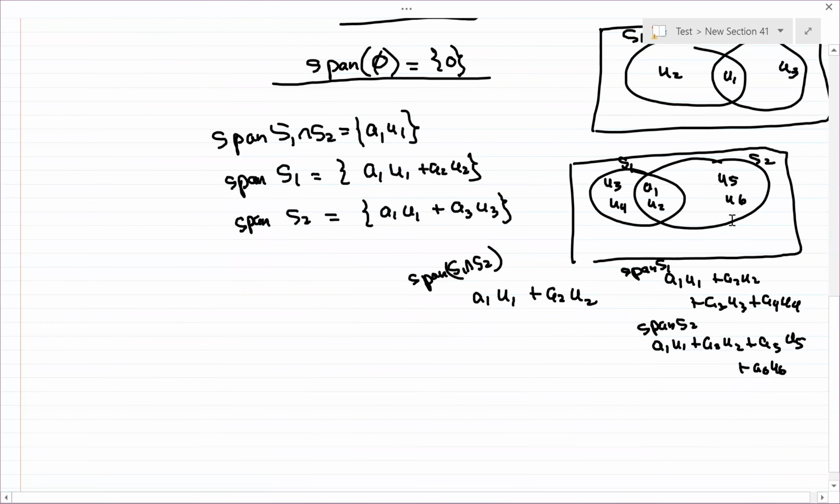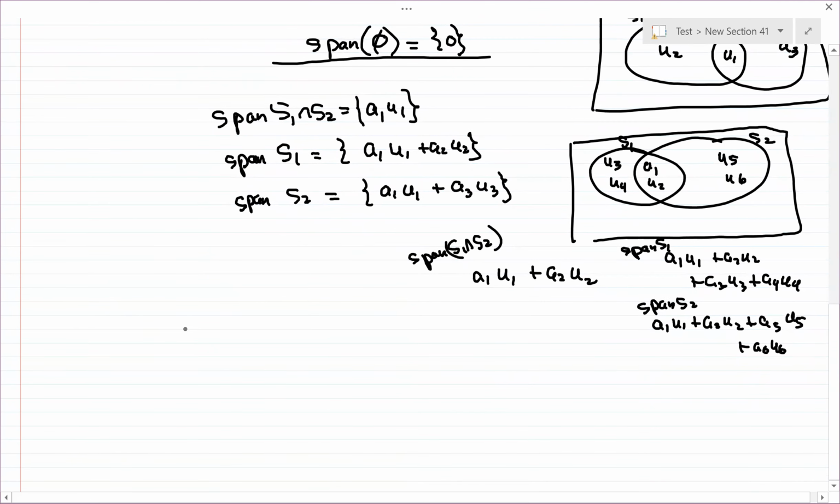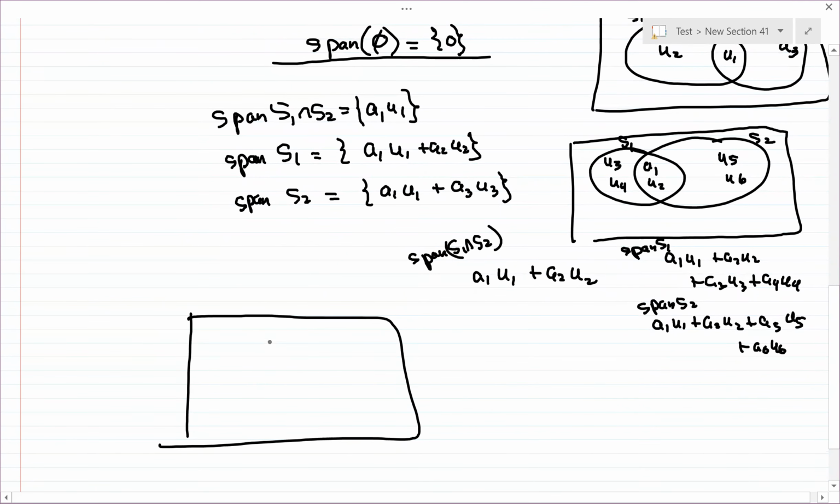All right, now what's the second part of the question? The second part of the question is, give an example where the span of S1 intersection S2 and the intersection of the spans are equal, and where they are unequal. Well, I think the unequal would be pretty easy. So let's use our Venn diagram to get the unequal. Here's S1. Here's S2. Suppose in here, let's play off the last one. U1 and U2 are in here.